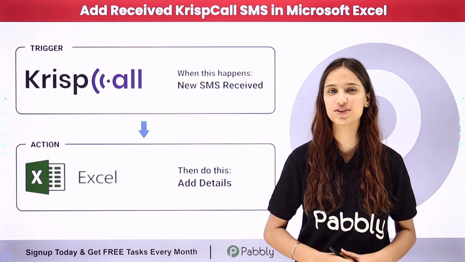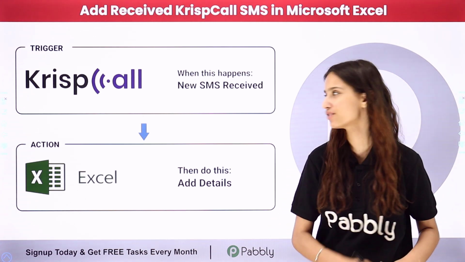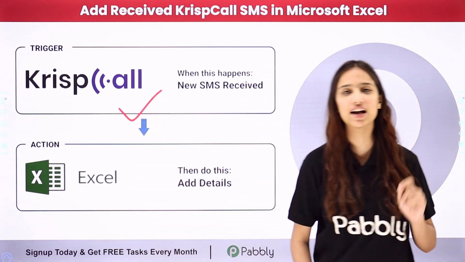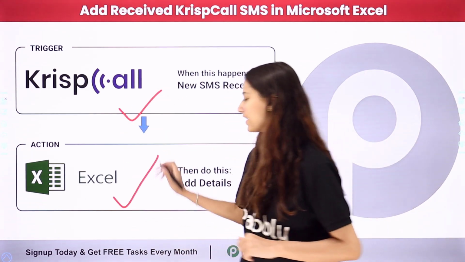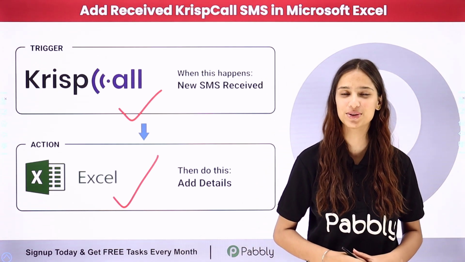So Pabbly Connect follows the concept of trigger and action. So here to do this, my trigger application will be KrispCall and my action application will be Microsoft Excel. So if you want to learn more about this, make sure to follow me through the screen.